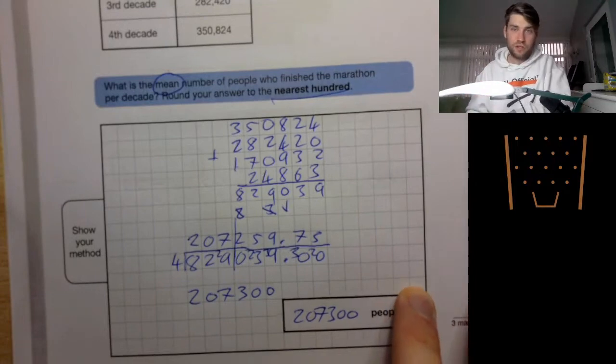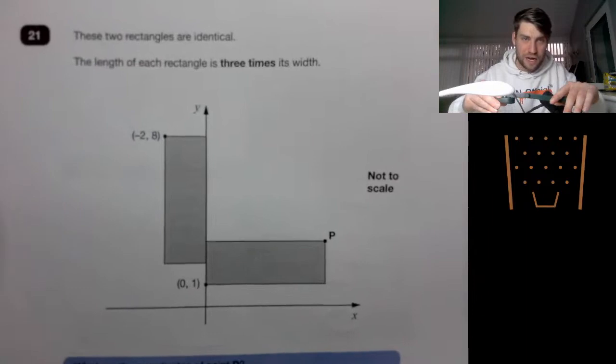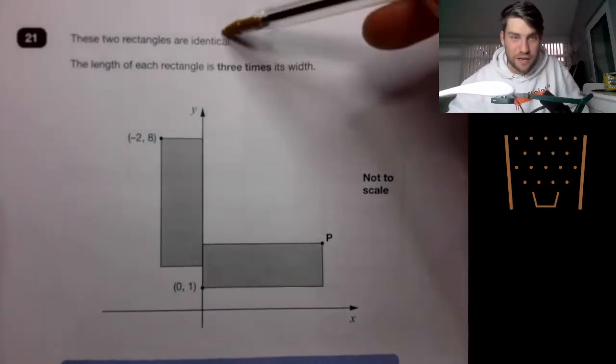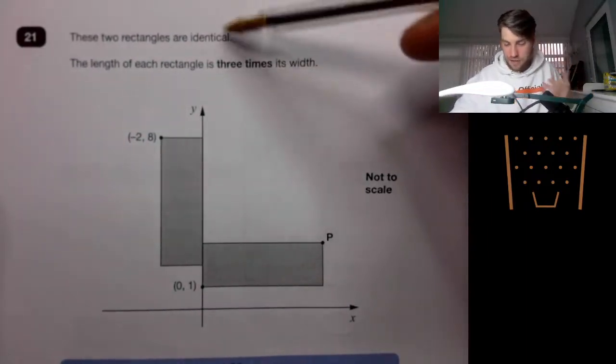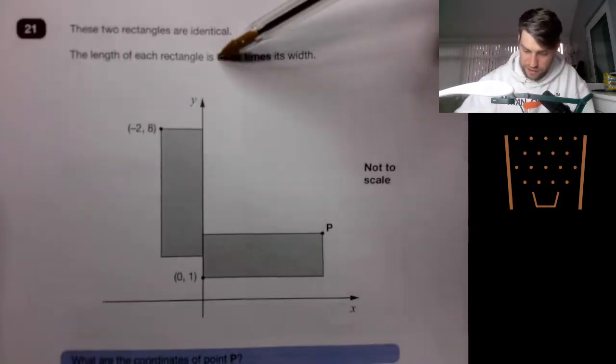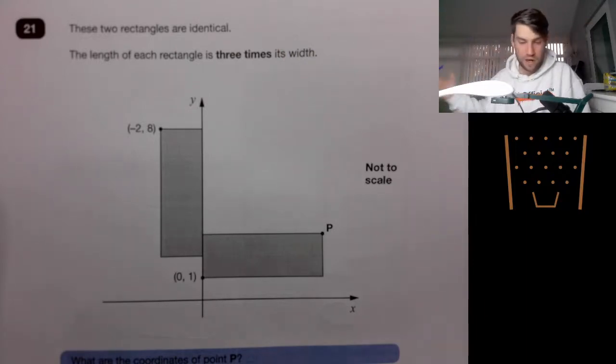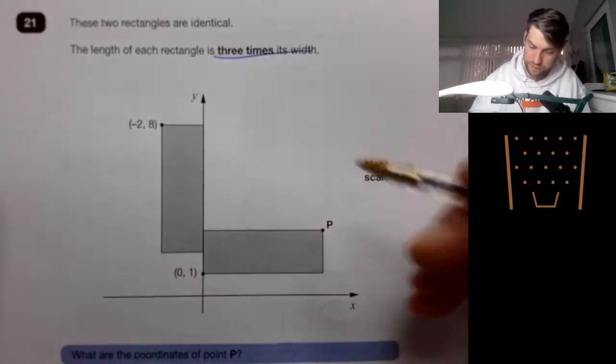Right, last question, question number 21. And this last question, I could see this being on a GCSE exam, to be honest, because it can be tricky to begin with if you don't read it carefully. So these 2 rectangles are identical. In a GCSE exam, it will say congruent. That means exactly the same. So the length of each rectangle is 3 times its width. So the width is 2, the length is 6, the width is 4, the length is 12. Yeah, 3 times. Key bit of information.